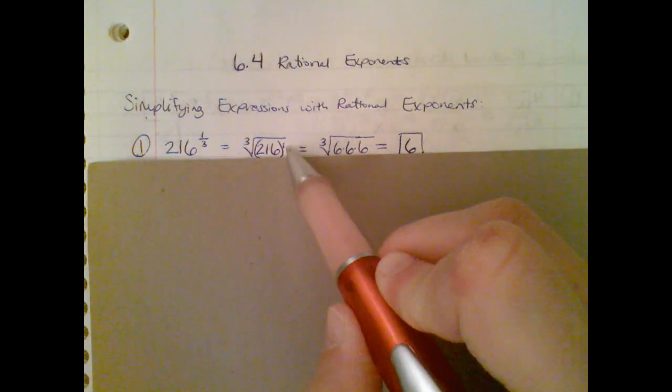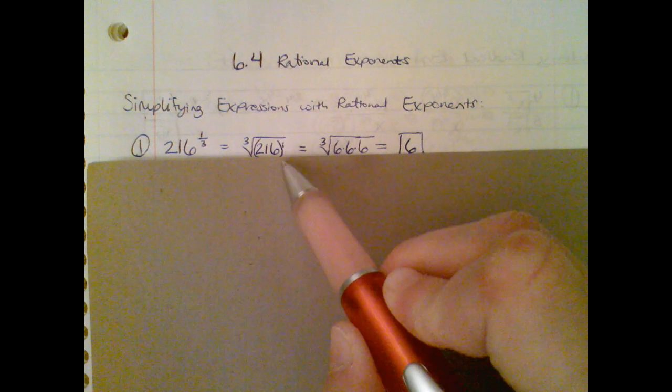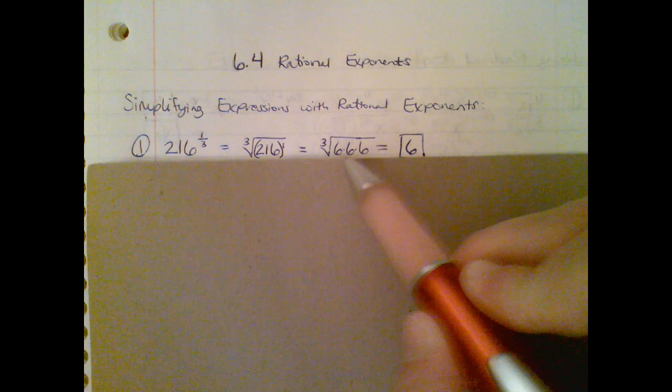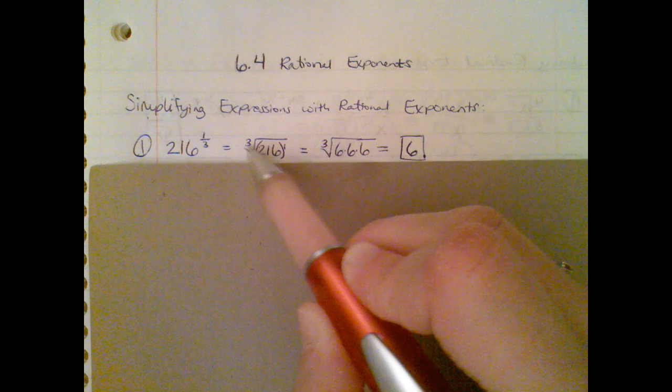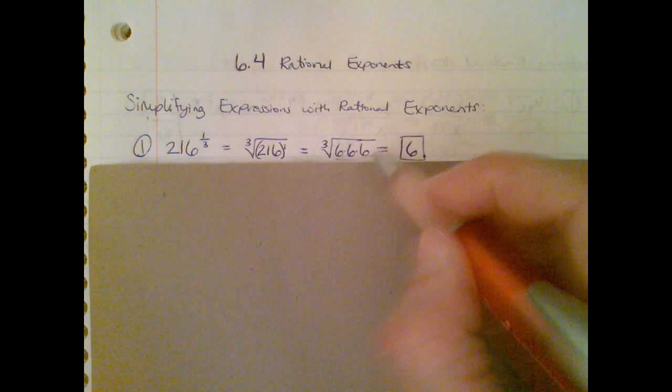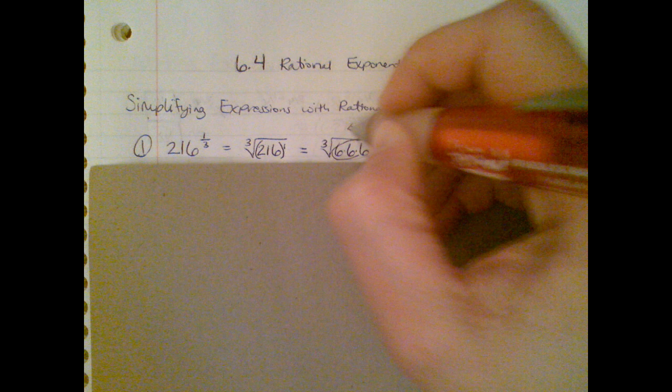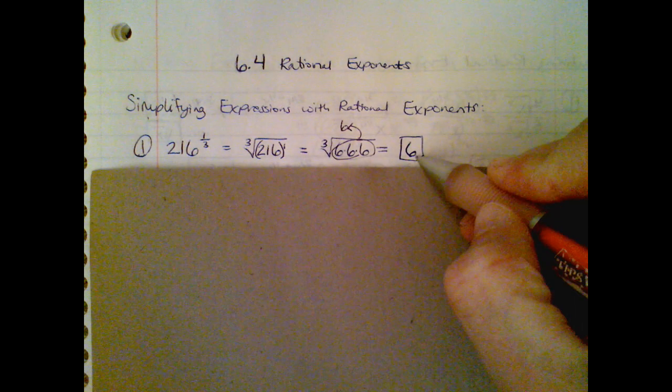216 to the first power is just 216. Do our factor tree for 216. It's 6 times 6 times 6. Then we're going to put them in groups of 3. So we have 3 6s, so we can bring out a 6. So then our final answer is 6.